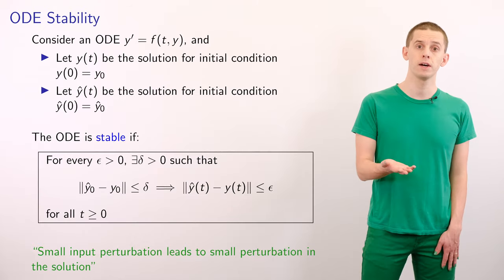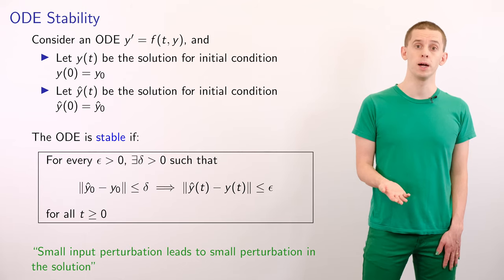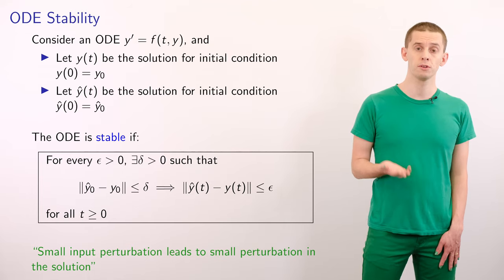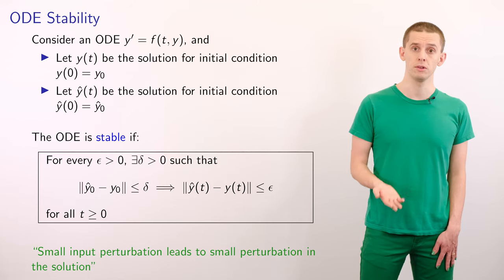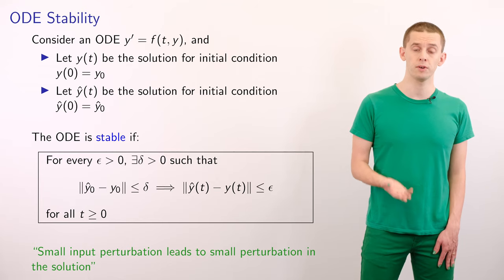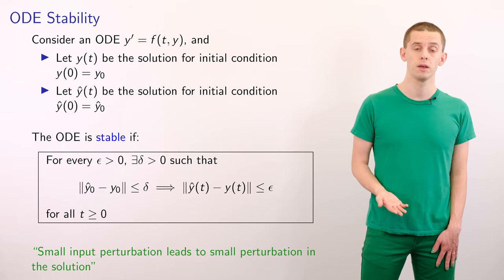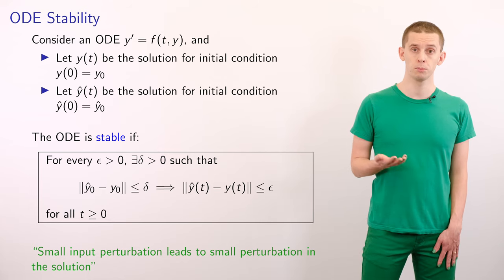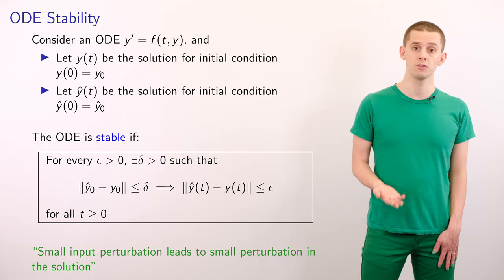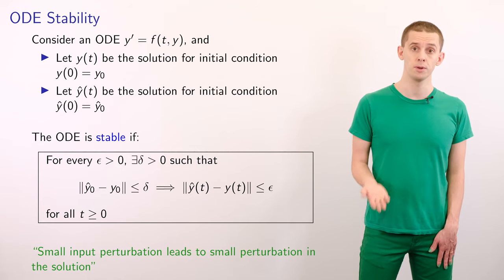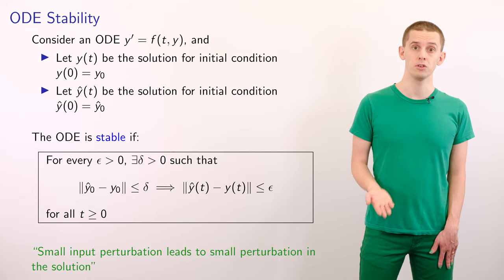independent of any numerical discretization. To define ODE stability, let's look at the ODE of the form y prime equal f of t and y, and let's look at two solutions to this ODE with similar initial conditions. So we'll define y of t to be the solution with the initial condition that y of 0 is equal to y subscript 0, and we'll define y hat of t to be the solution with the initial condition where y hat of 0 is equal to y hat subscript 0. And we'll define ODE stability if the following property is satisfied. For every epsilon greater than 0, there exists a delta greater than 0, such that if our initial conditions are within a distance of delta from each other in norm, then our solutions should be within a distance of epsilon from each other in norm for all t greater than or equal to 0.